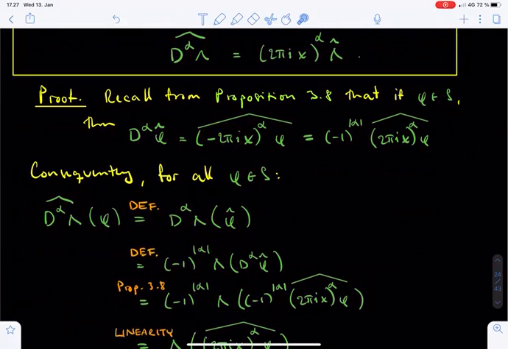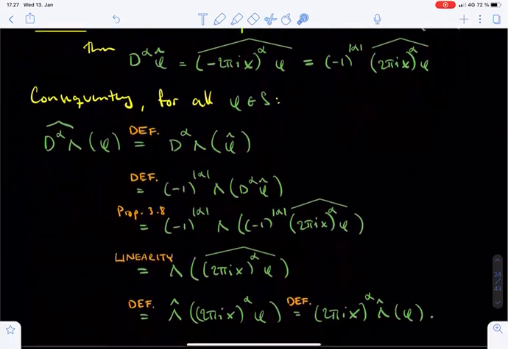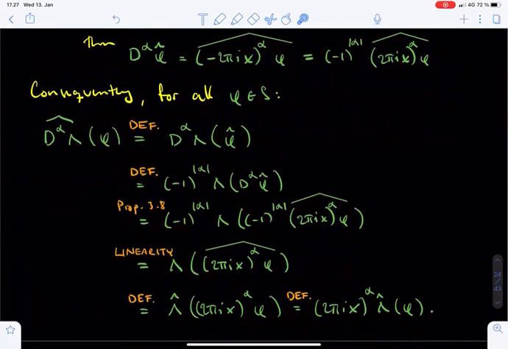For reasons to become apparent shortly, we choose to pull out only all of the powers of the constant minus 1. After this, you can check that the right-hand side equals (-1)^|alpha| times the Fourier transform of the function phi times (2 pi i x)^alpha. With this formula in hand, the proof of Theorem 4.17 is straightforward.